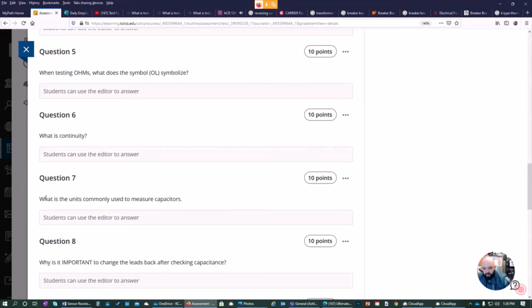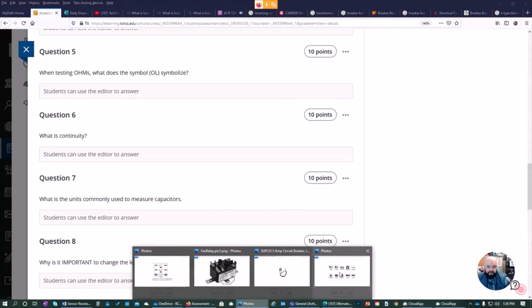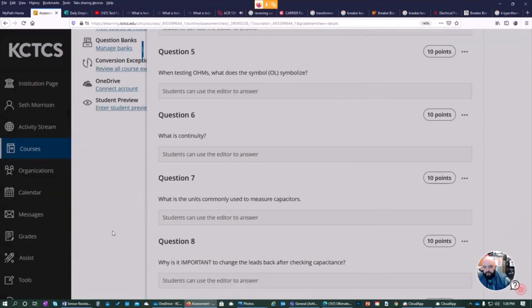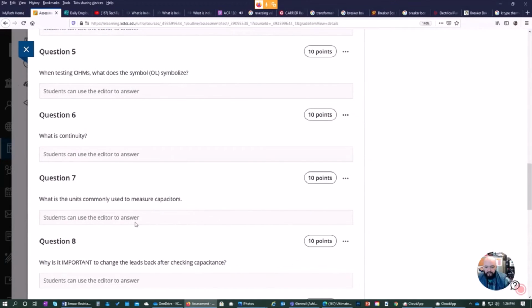What is the unit commonly used to measure capacitors? That would be capacitance, which is also this symbol, also known as microfarads, named after Michael Faraday, who invented the first stator rotor motor using the electromagnetic effect.